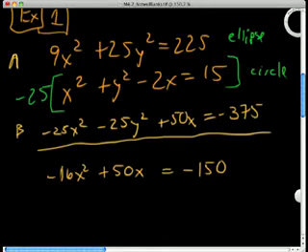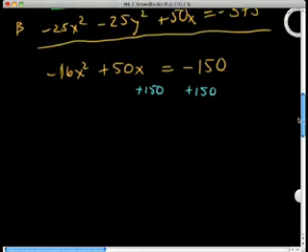So what I'm left with here is a quadratic, and it's all in terms of x, so this is something we can solve. And typically the way you solve quadratics is setting it equal to 0. So add 150, add 150. And the book doesn't show this part, but I'll show it to us just so we get the practice.